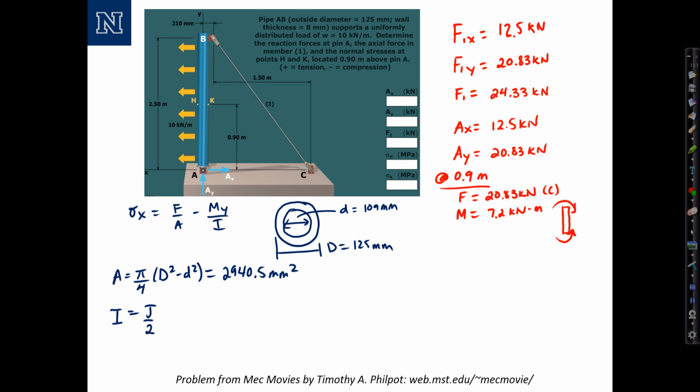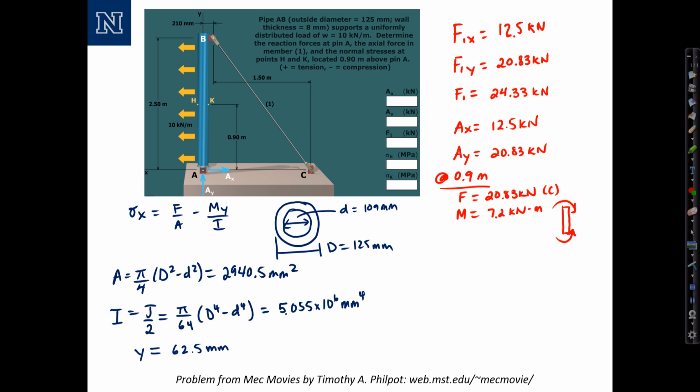The bending moment of inertia is the polar moment of inertia divided by 2. We'll use this result without proof here, which is equal to pi over 64 times big D to the fourth minus little d to the fourth, which computes to 5.055 times 10 to the sixth millimeters to the fourth. And finally, the y value that we'd want to use in the moment equation is equal to half of the outer diameter, or 62.5 millimeters.